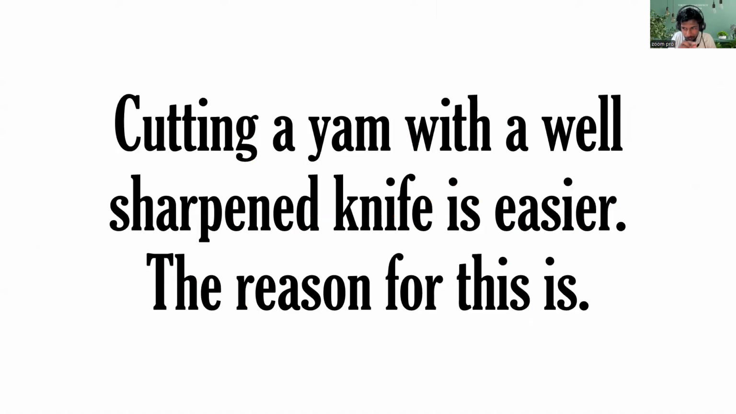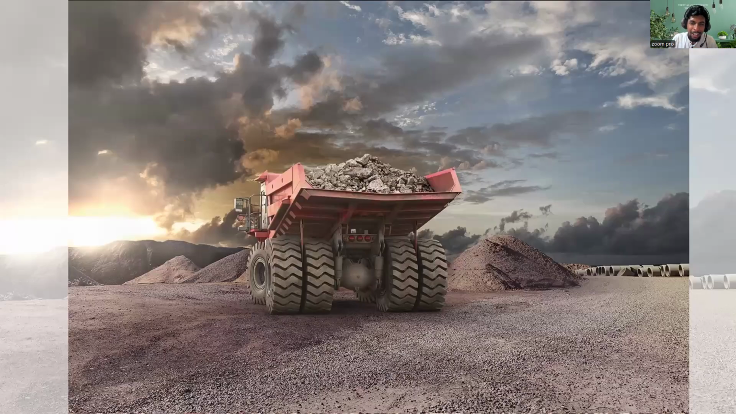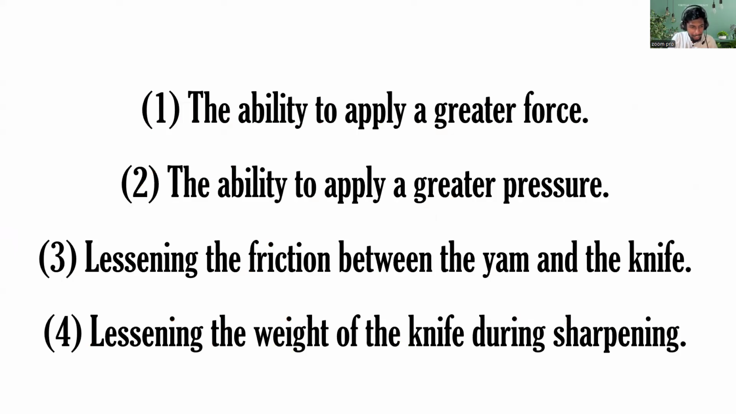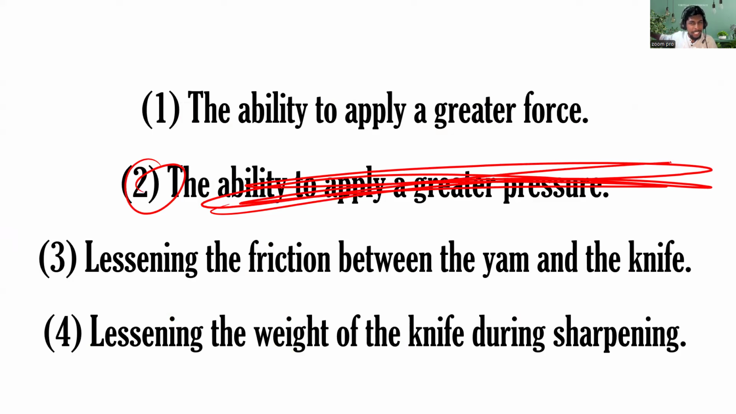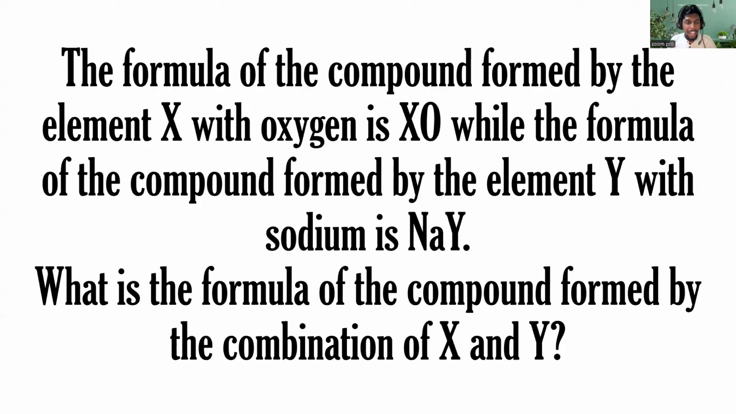Cutting a yam with a well-sharpened knife is easier. What's the reason? Because the pressure is high. That's the reason. There's no more explanation for that one. So the answer is this one: ability to apply a great pressure. Simple answer, right?